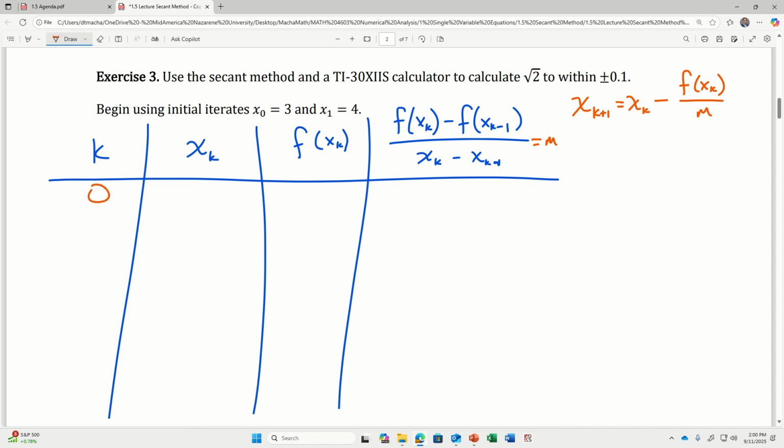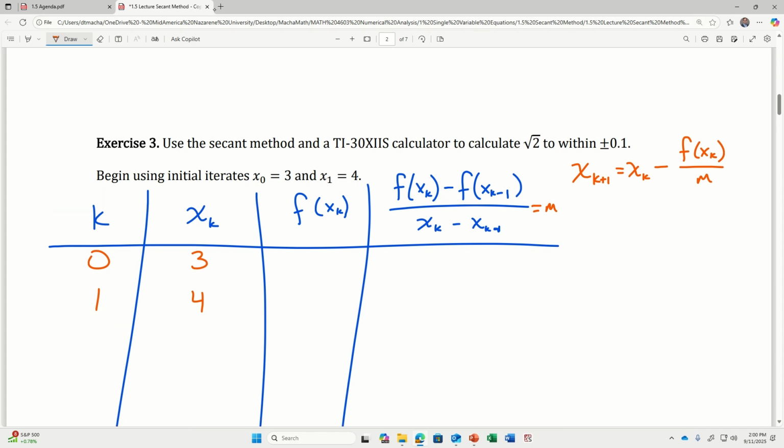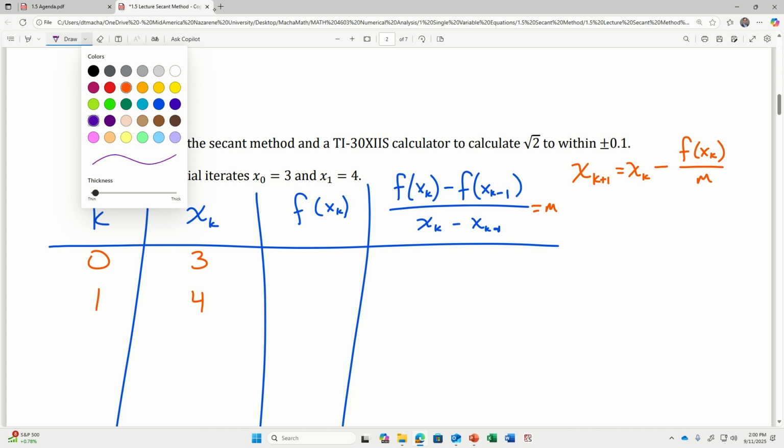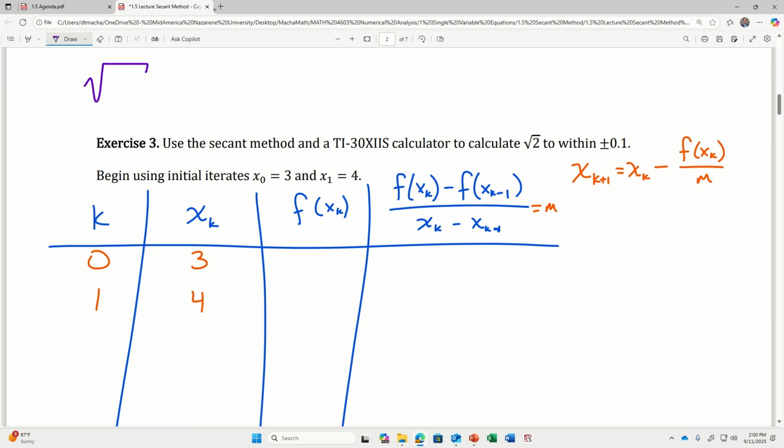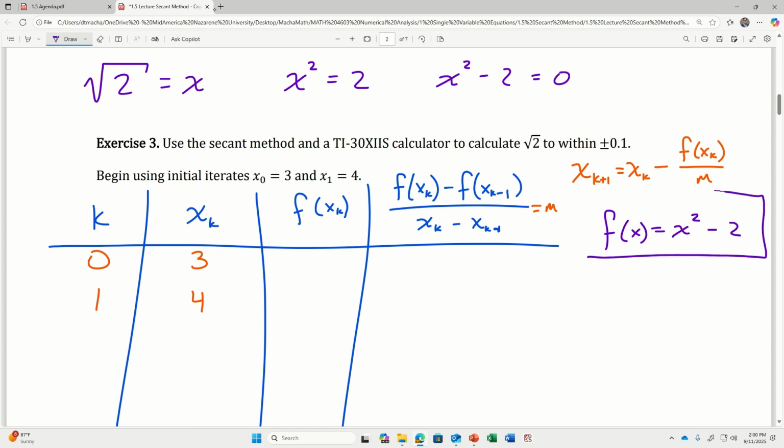All right, and so when k is equal to 0, xk is equal to 3. When k is equal to 1, xk is equal to 4. Oh, and we haven't even talked about what function yet we're trying to solve a 0 for. We're trying to find the 0 of what function. If I want to calculate the square root of 2, and we've done this before, right? We do x squared is equal to 2, so x squared minus 2 is equal to 0. The function that we're trying to talk about here, I'm trying to find a 0 of the function x squared minus 2. If I can find a 0 of this function, then I've calculated the square root of 2.